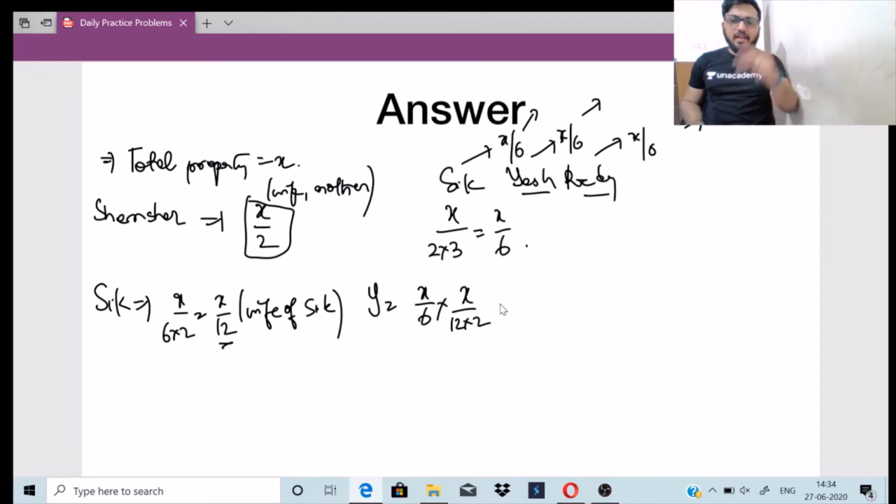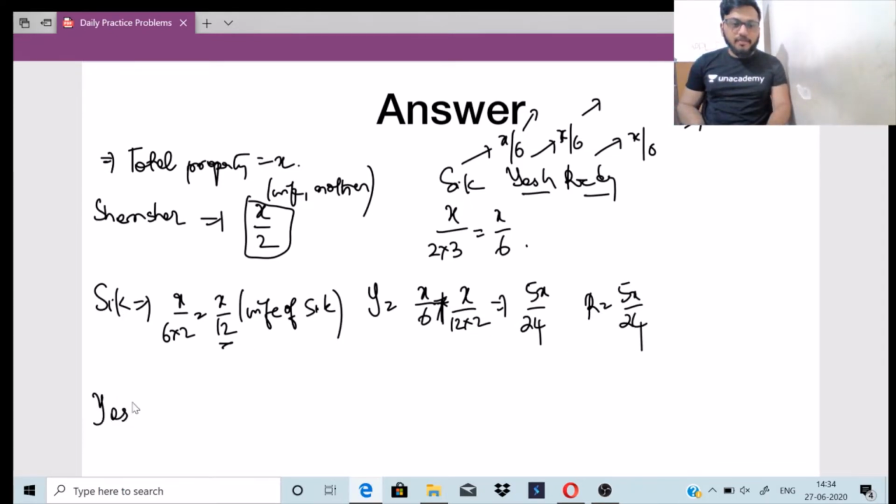So x by 12 into 2. So this is nothing but x by 6 plus x by 24, sorry. x by 6 plus x by 24. So this will be 5x by 24. So Rocky will also have the same 5x by 24, right? Now Yash is going to die.